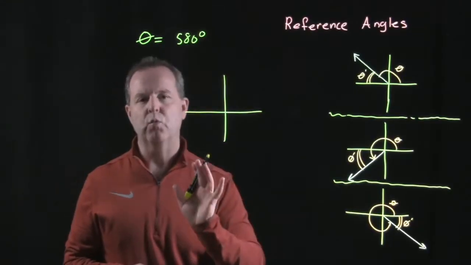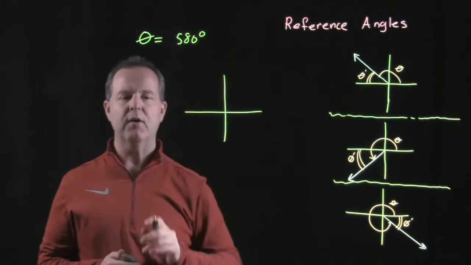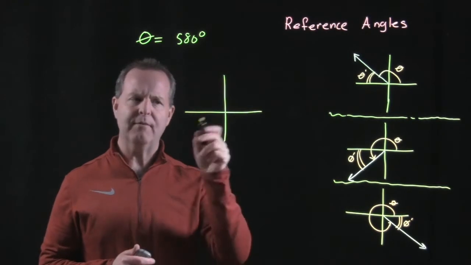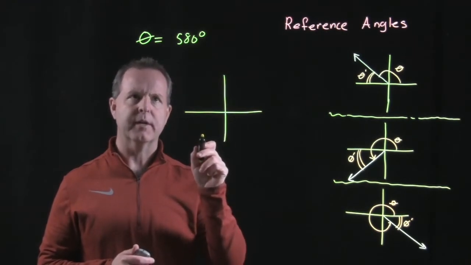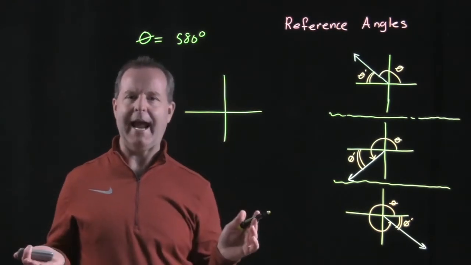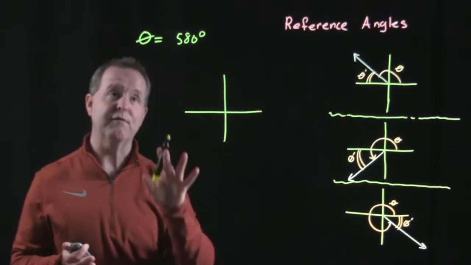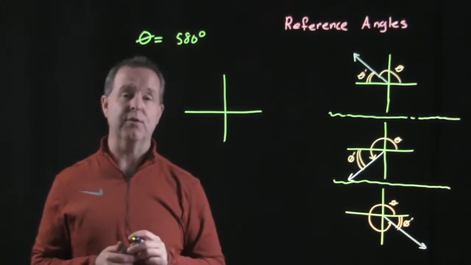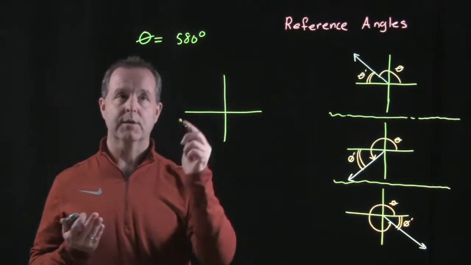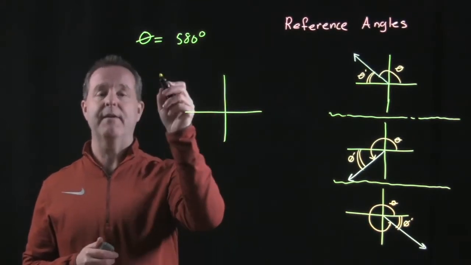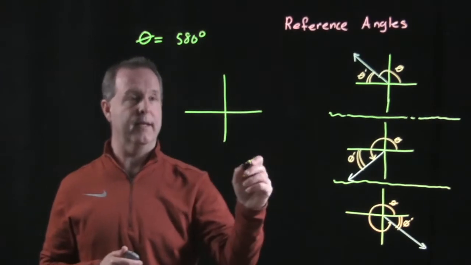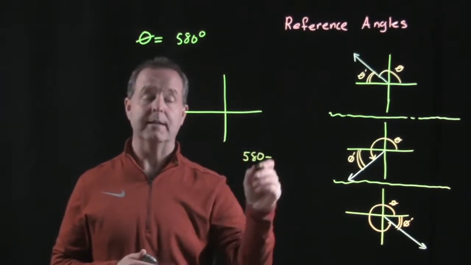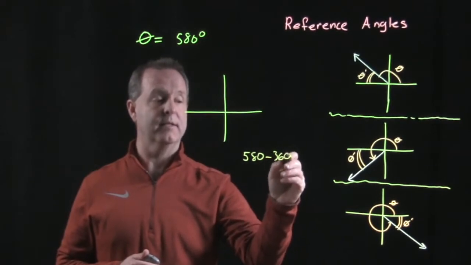Now let's try to find the reference angle of 580 degrees. Wow, that's larger than one revolution around. So where's 580 degrees at? Well, one way we can figure that out is determine what its coterminal angle is that's less than 360 degrees. So if we have an angle of 580, its coterminal angle would be one revolution less than that, which would be 360 degrees.